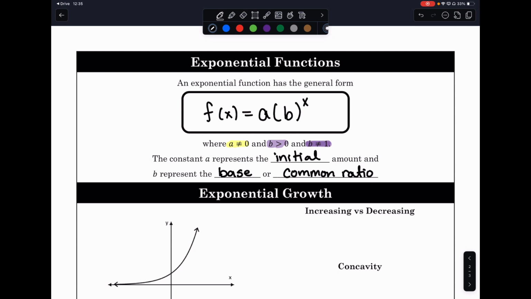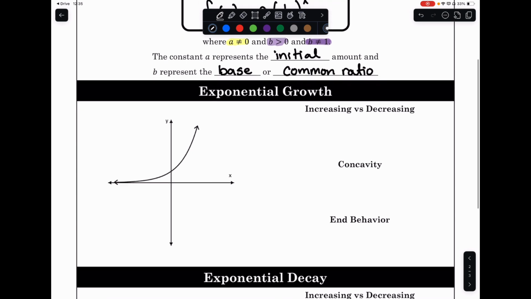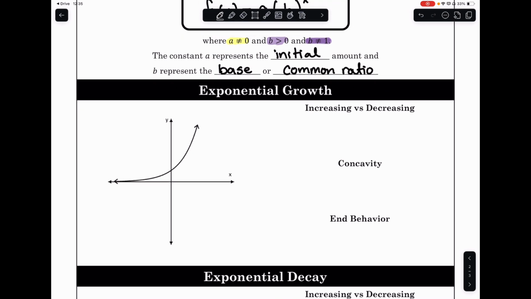Now, there's two functions that we're going to be focusing on: exponential growth and exponential decay. An exponential growth function is a function that is always increasing. Okay, so it's going to increase. An exponential growth obviously increases. As you see right here, this graph is increasing from left to right.